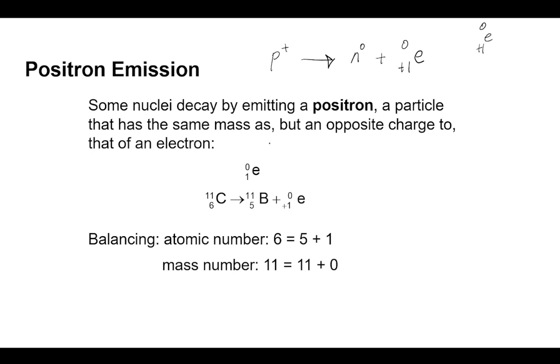And so this is just like beta decay, where the electron was created by neutron to proton. Here, a positron is created by proton to neutron. And this is positron emission. Mass number and atomic number are still going to be conserved. So 6 on the left, 5 + 1, 6 on the right, 11 on the left, 11 on the right.